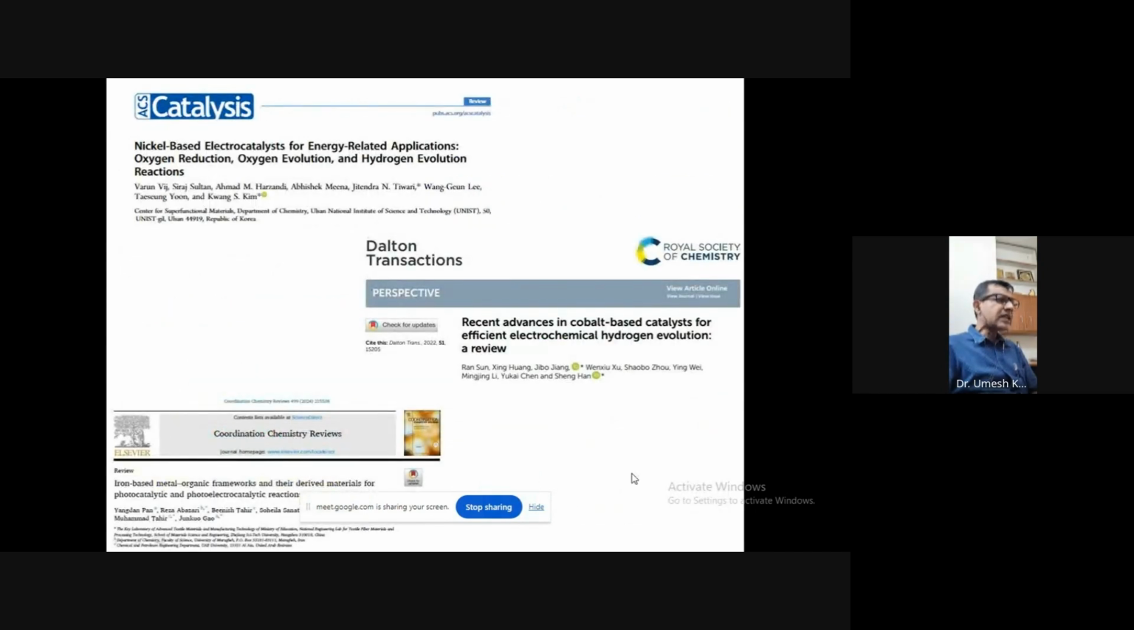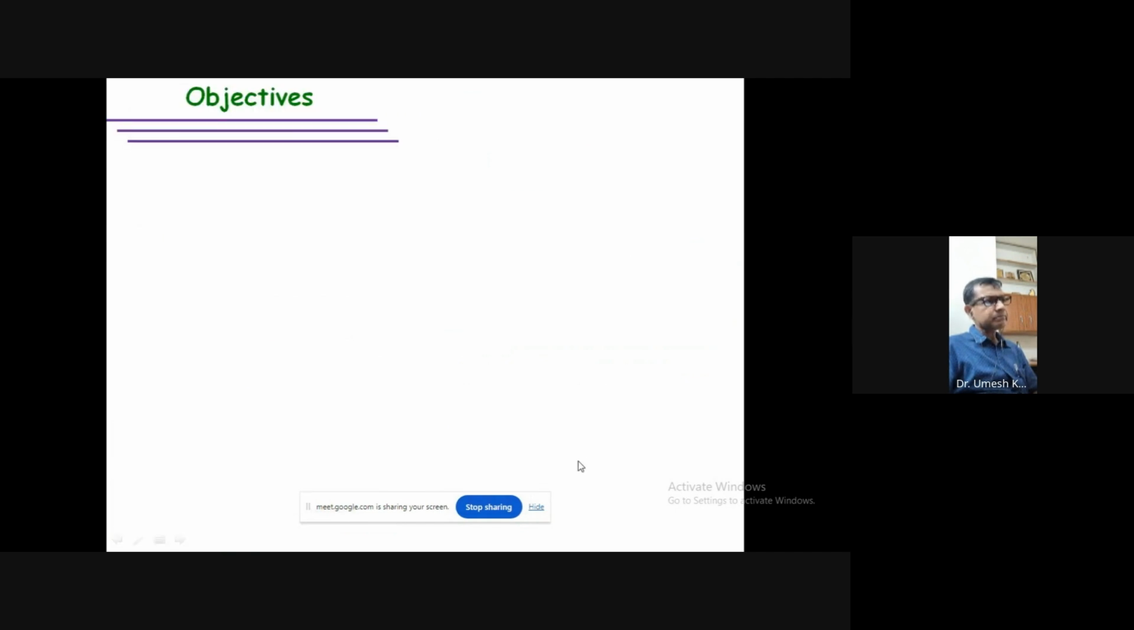iron. And there is a lot of work going on in this direction nowadays: nickel-based catalysts, cobalt-based catalysts, and iron. There are many review articles and much work going on in this area. So what is our objective?